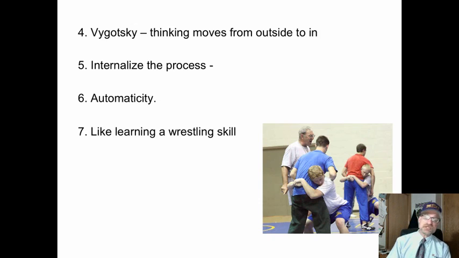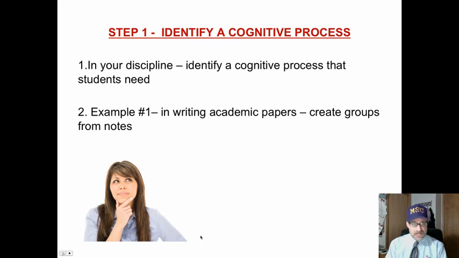Now, the goal of teaching thinking skills or a cognitive process is automaticity, that students, after regular practice, can do the skill without thinking about it. They can perform the steps without thinking about it. In this sense, teaching a cognitive process is like teaching a wrestling skill. We break down the steps explicitly. We teach it. We run through it. So eventually in the match, they don't have to think, what should I do now? They just do it automatically. Thinking moves from outside to in, and we internalize the process.